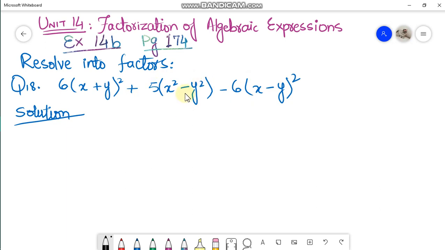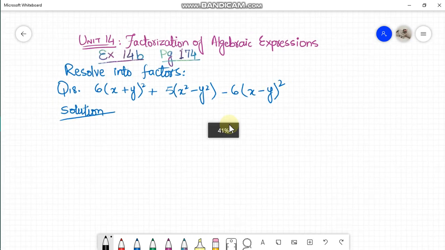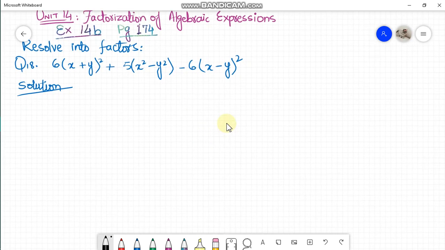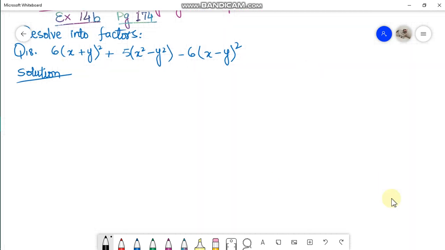So we need to use the same strategy: we will break the middle term 5 with the help of the coefficient of the first term and the coefficient of the last term, that is minus 6. Okay, so let us begin. We know that when we multiply 6, the coefficient of the first term, and the coefficient of the last term along with the sign, it will give you minus 36. Now you have to find the factors of minus 36 in order to break the middle term.